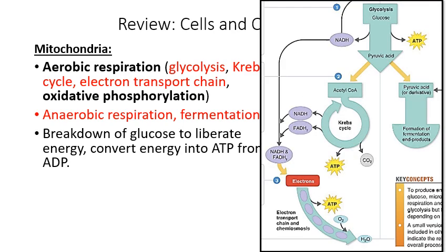Okay, this is a diagram that shows the two forms of breaking down glucose to create energy. In both cases, whether we're talking about aerobic respiration or anaerobic respiration, the first step is always the breakdown of glucose, breaking glucose in half to create two molecules of pyruvic acid. That's called glycolysis. And then if we're talking about aerobic respiration, the pyruvic acid is sent into a series of reactions that are referred to as the Krebs cycle.